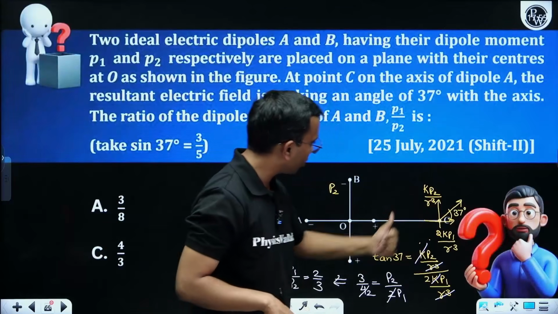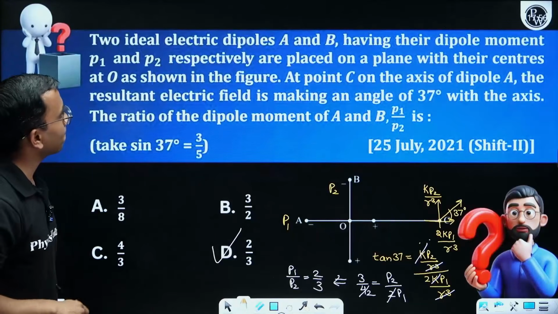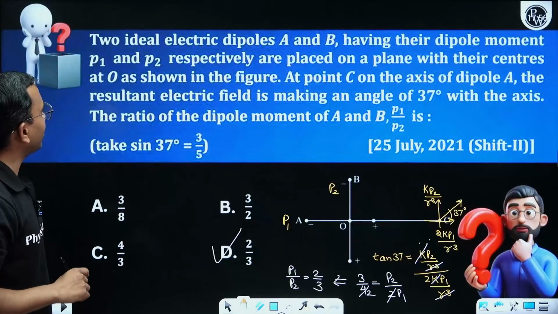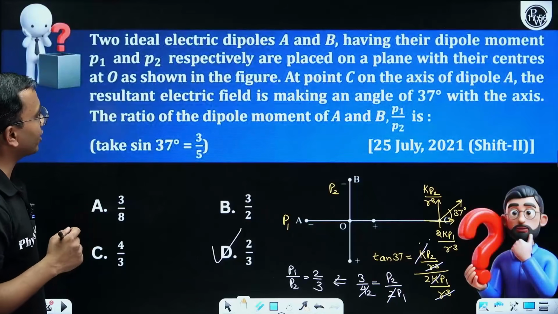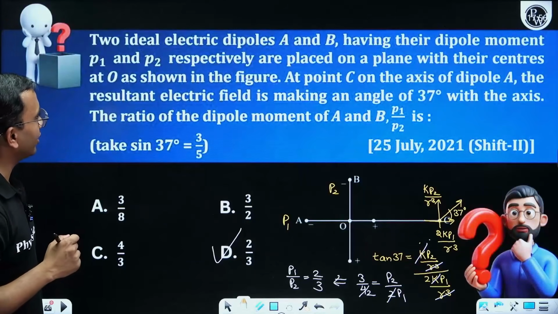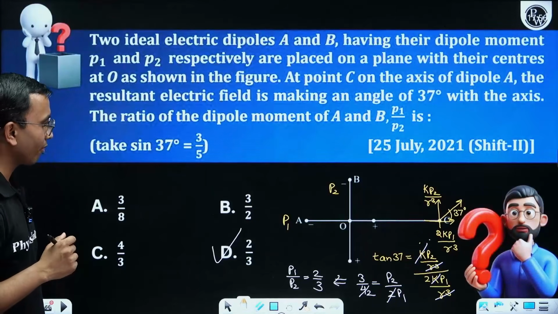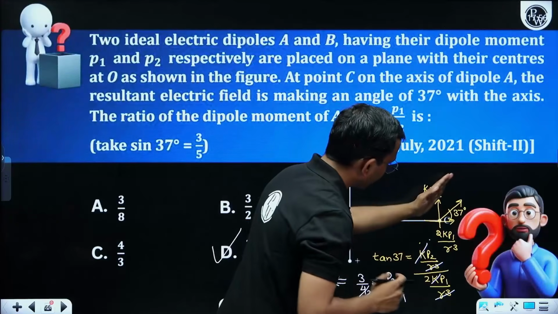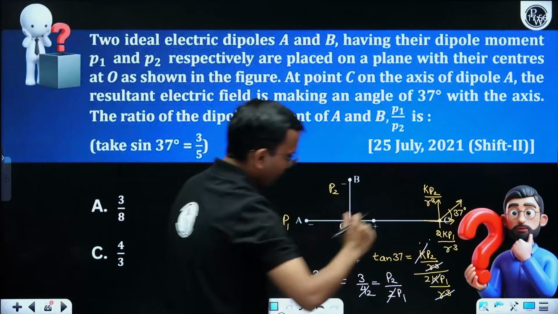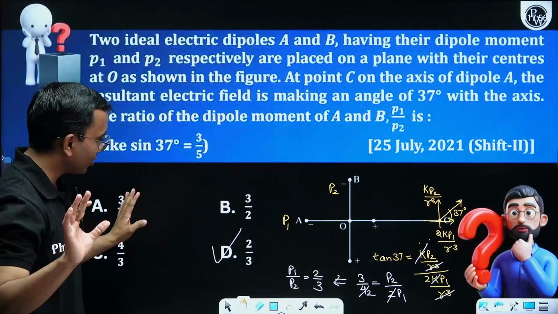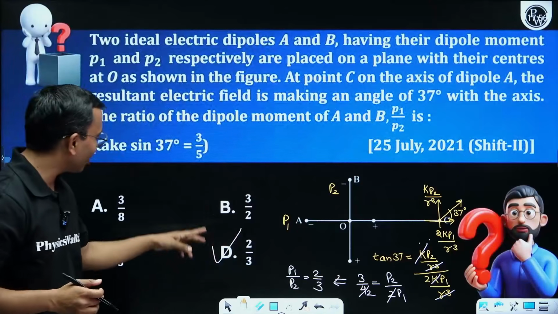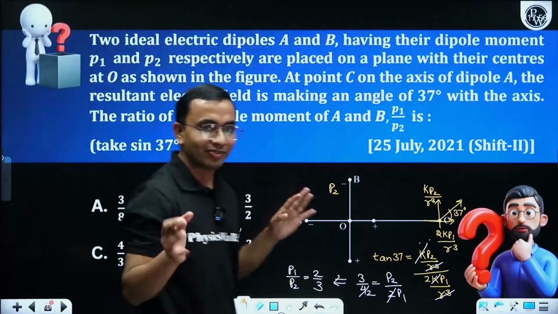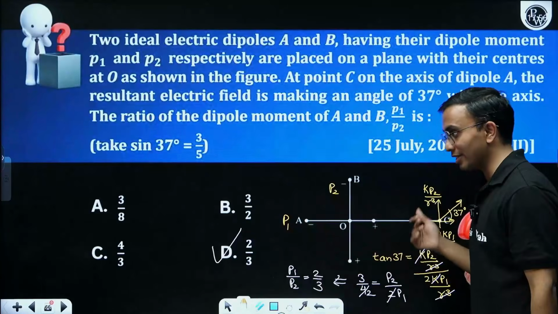Kp1, Kp2 by r cube at O as shown. At point C on the axis, the dipole resultant electric field is making 37 degree with the axis. Okay, this is 37. This becomes P2 by P1. Everything is fine. Sometimes this ratio is 2 by 3, and there is option 3 by 2 also. So we need to check whether we made any mistake or not. Therefore I was checking that.